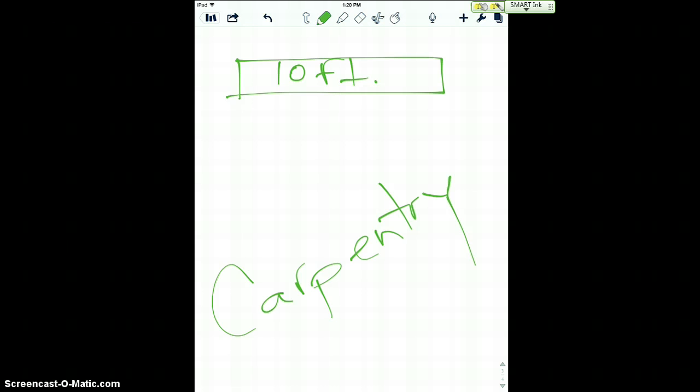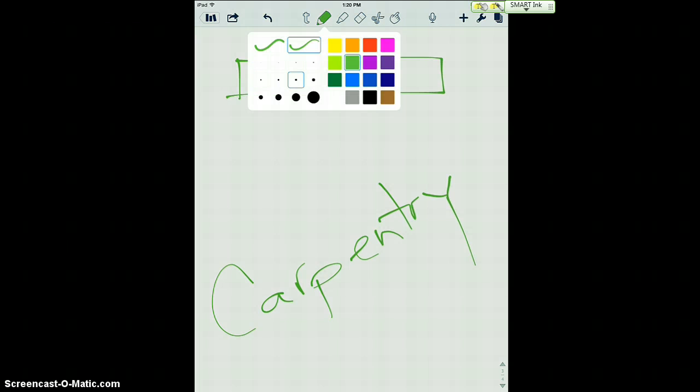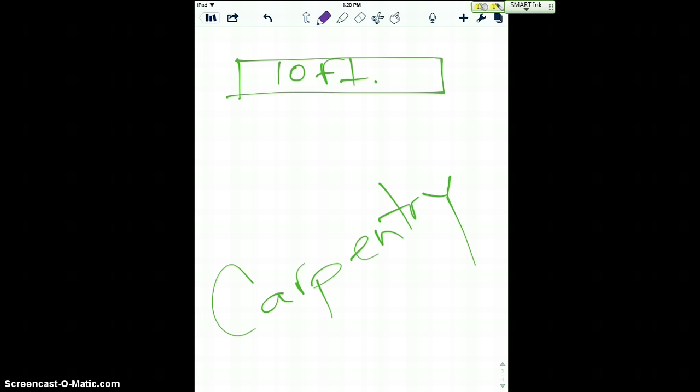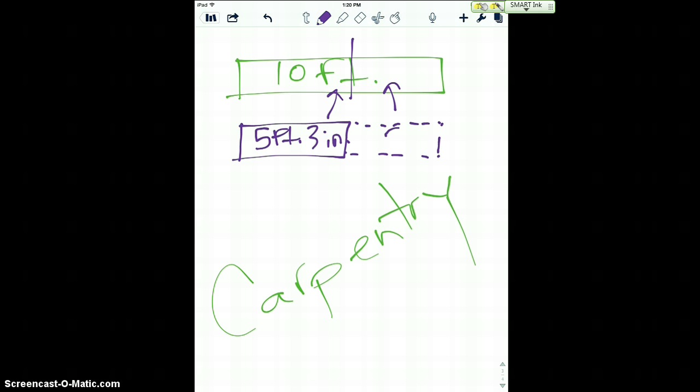And then he decides he's going to cut this board. And he cuts a piece 5 feet 3 inches long from this board. So he cuts a piece that is 5 feet 3 inches long from that board. He cuts it off. What is the length in feet of the remaining piece? So here's the remaining piece here. If he cuts it, what's the length?